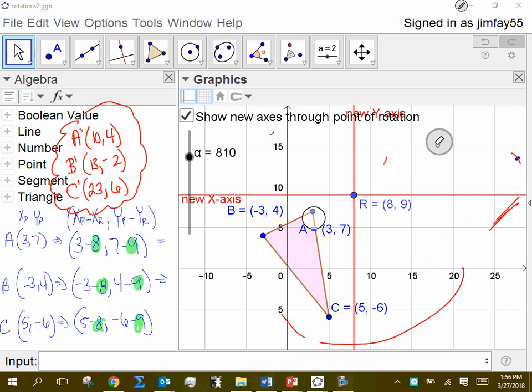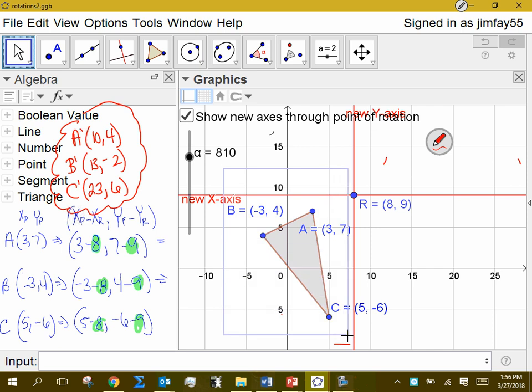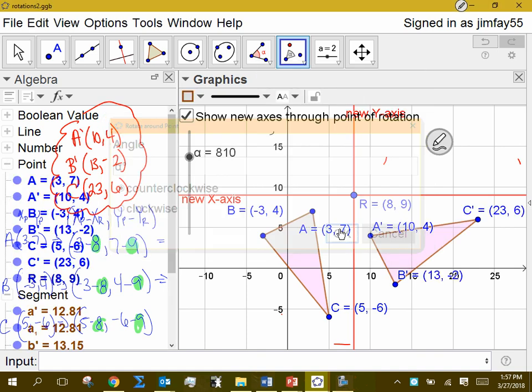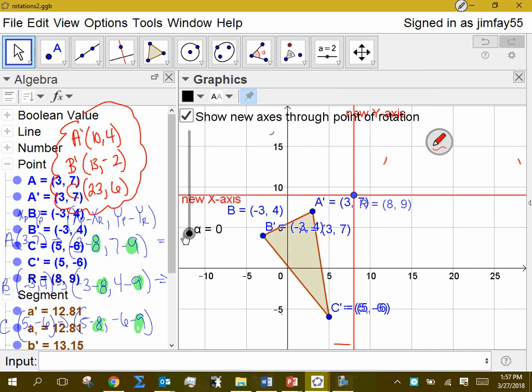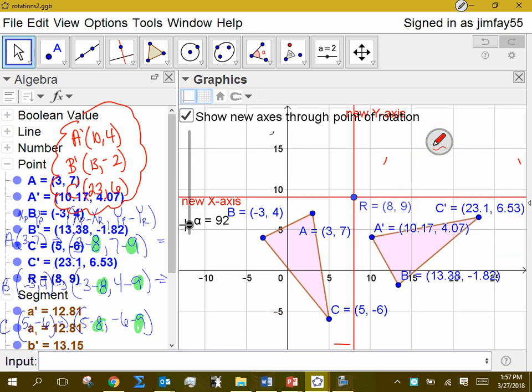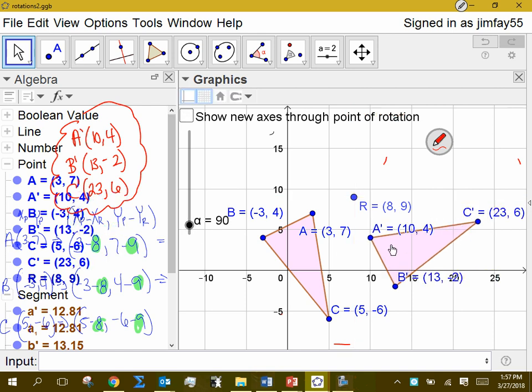Okay. So let's just see what GeoGebra comes up with here if I ask it to take my triangle, which is that there, and rotate it around R by alpha degrees. I'm just going to do that rotation. So I said 90 degrees, so let's see if we can get that to 90. And what do you see? The ordered pairs are A prime (10, 4), B prime (13, -2), C prime (23, 6). Okay?